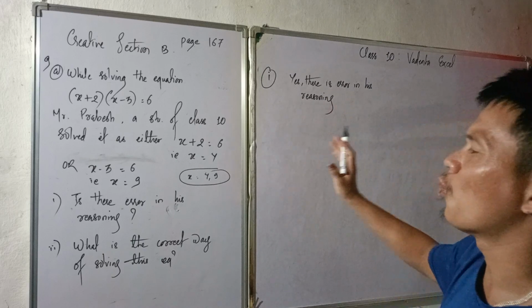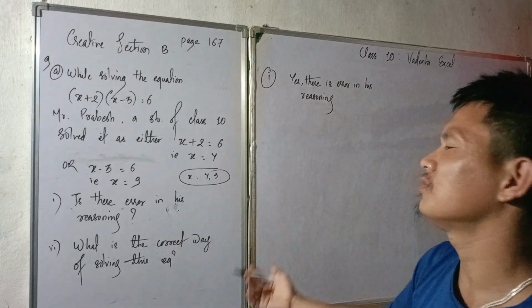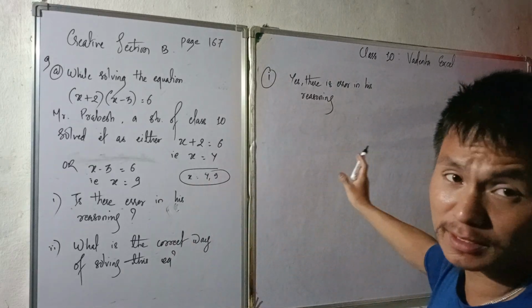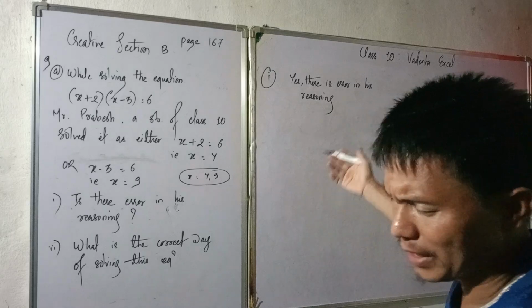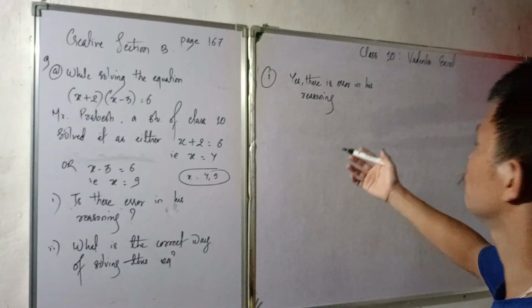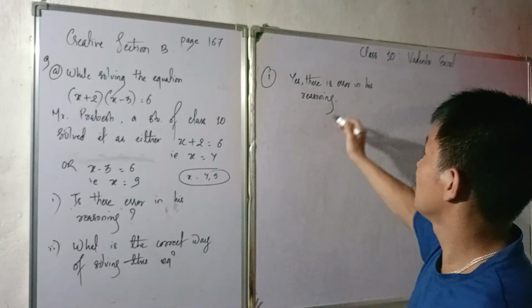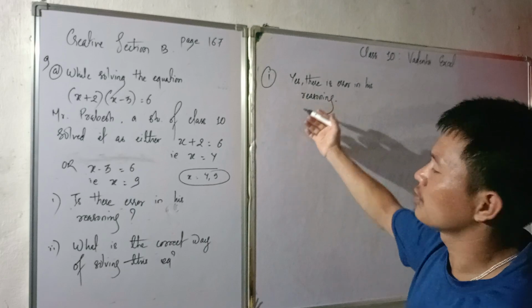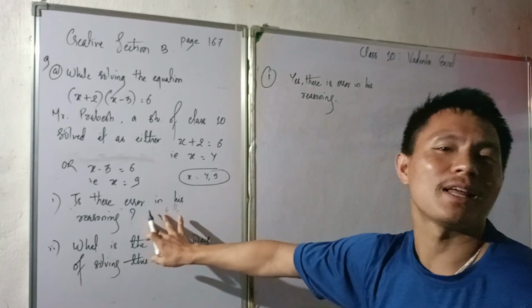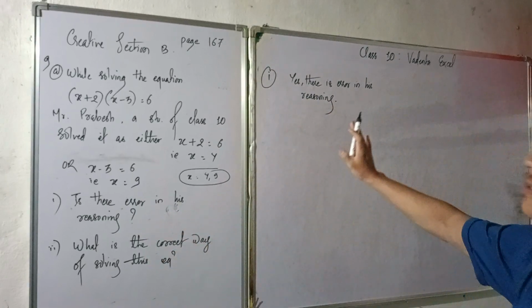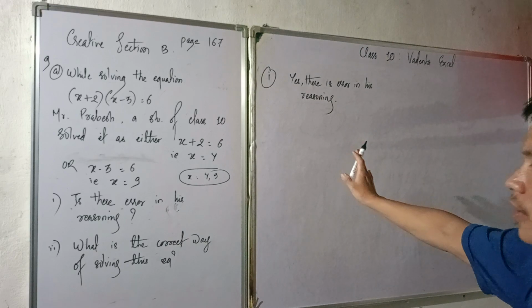So why, when, how, we have already done the experiment, so we're not going into that. So yes, there is an error in his reasoning. There is nothing asked more than that, so we are only giving the answers. Yes, there is an error in his reasoning.